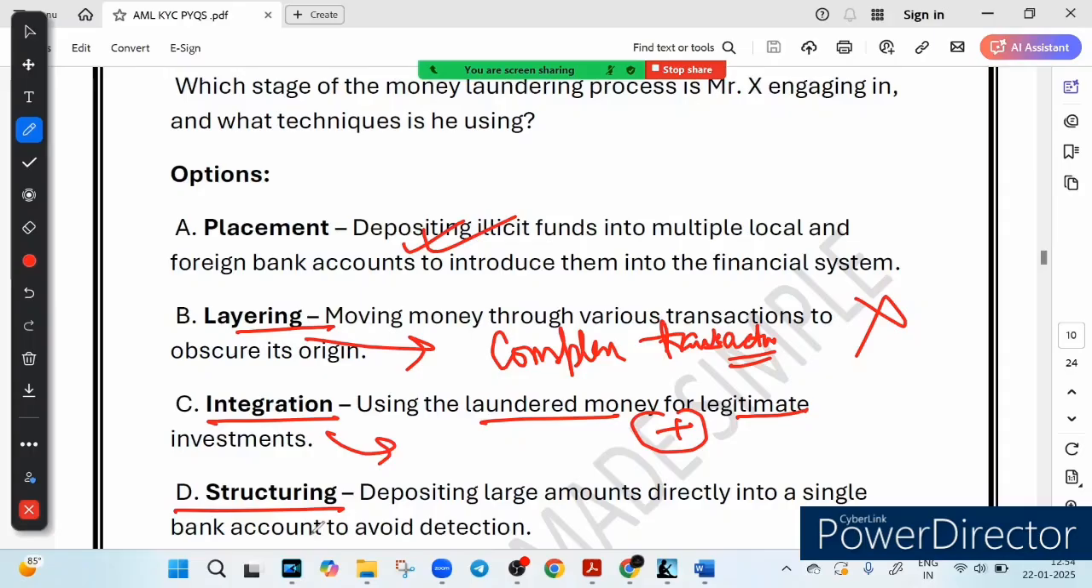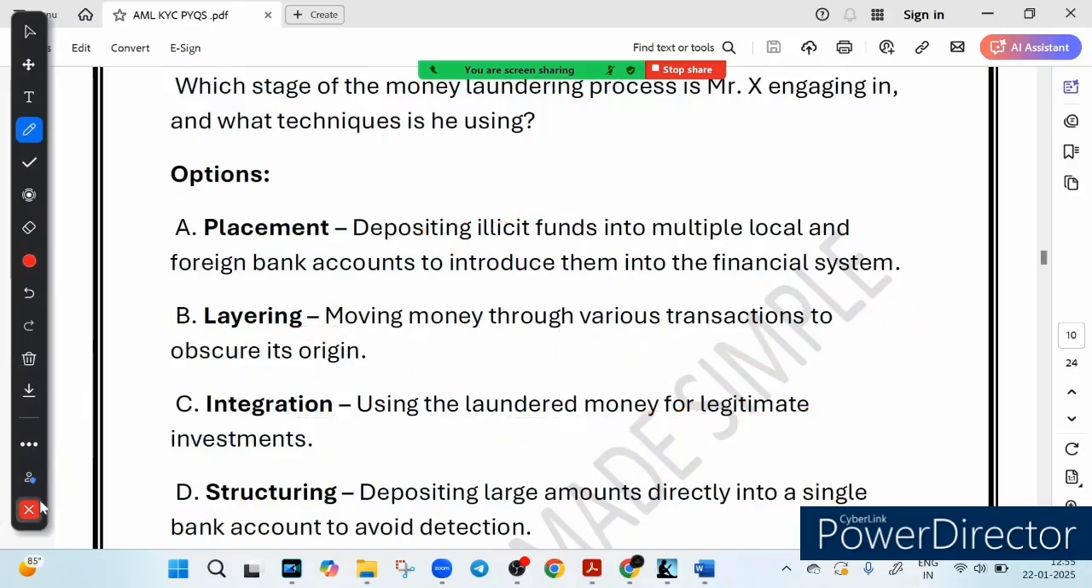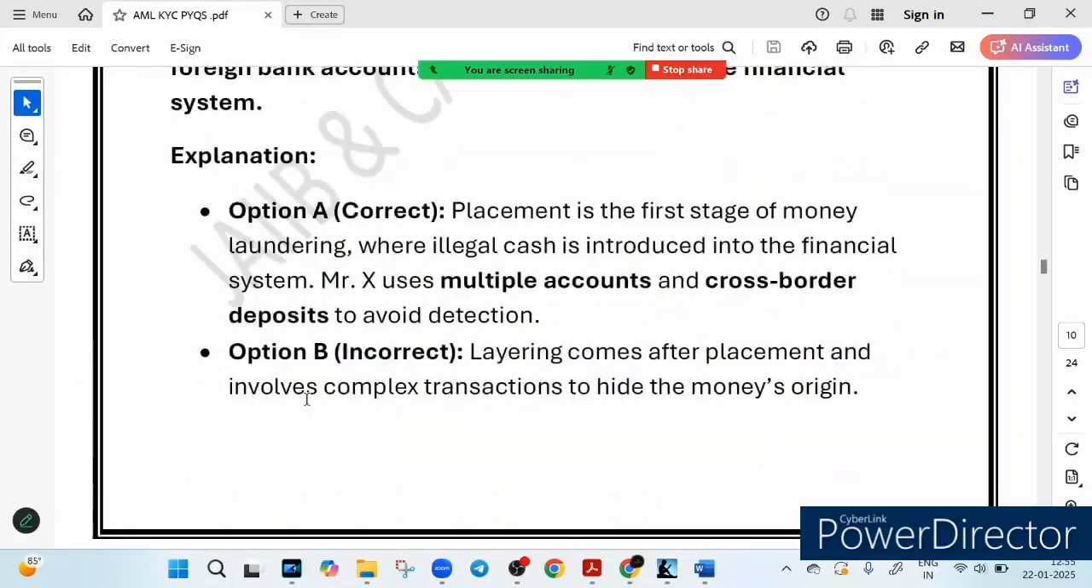So the key takeaway is that placement is the starting point of money laundering. It involves introducing illicit funds into the financial system, often through methods like small deposits, smuggling, or using multiple accounts, right? So hopefully this concept is clear now. So we know what a placement is now. Let's move on to the next question.